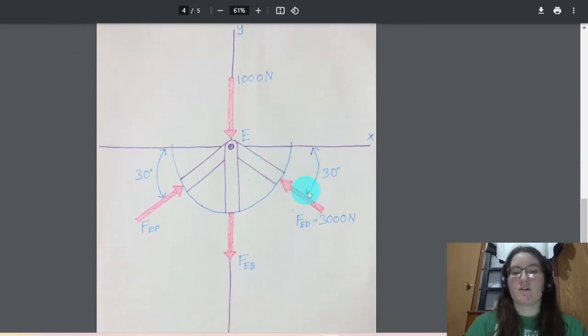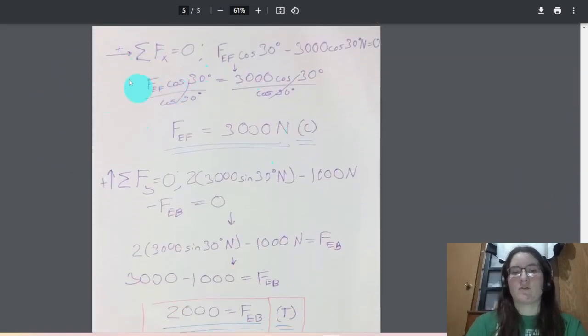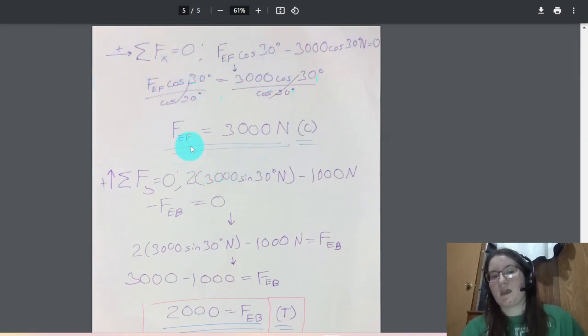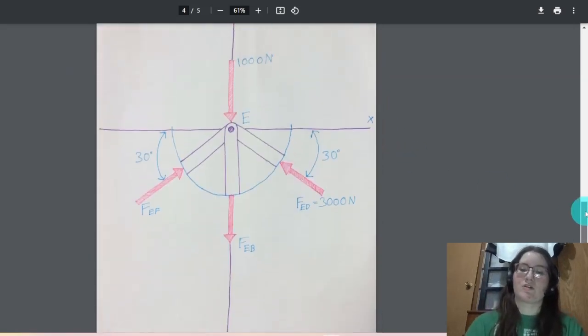Now that we know one of our unknowns, we are going to go ahead and make our second sectional cut. And we're going to have FEF, FEB, our goal, and FED, which is 3,000 newtons, as we know. Can't forget that external force either. Now we have plenty of equilibrium equations to choose from. I used sum of Fx first so that I could find FEF, which is 3,000 newtons, and that means the member is under compression.